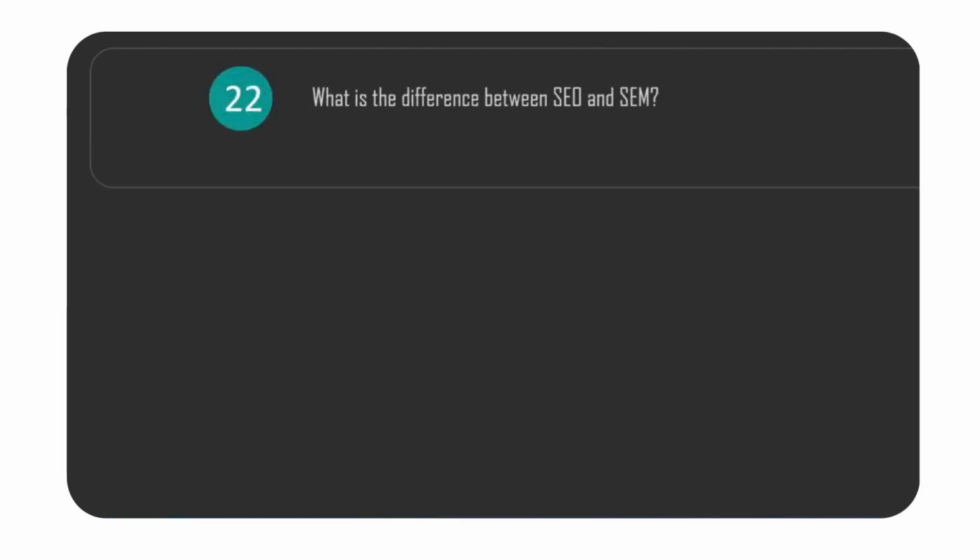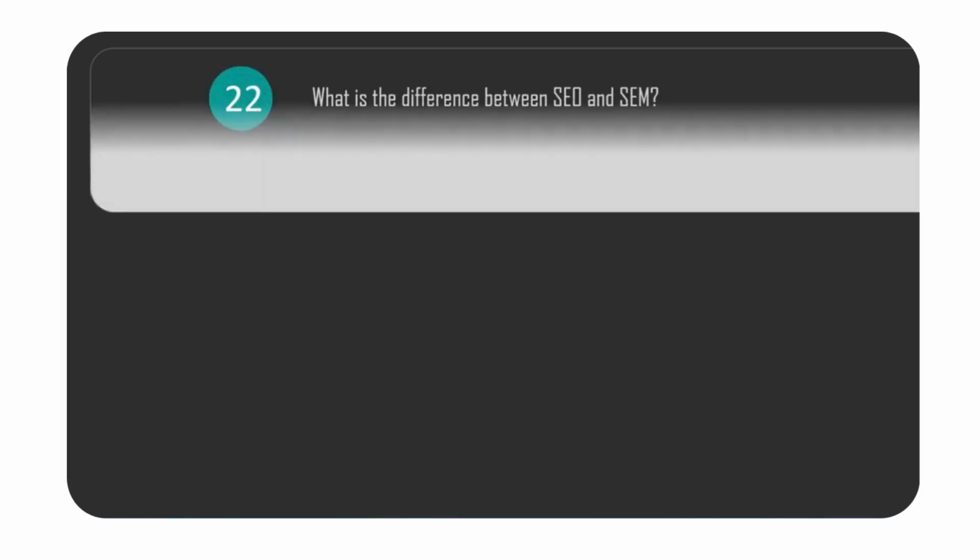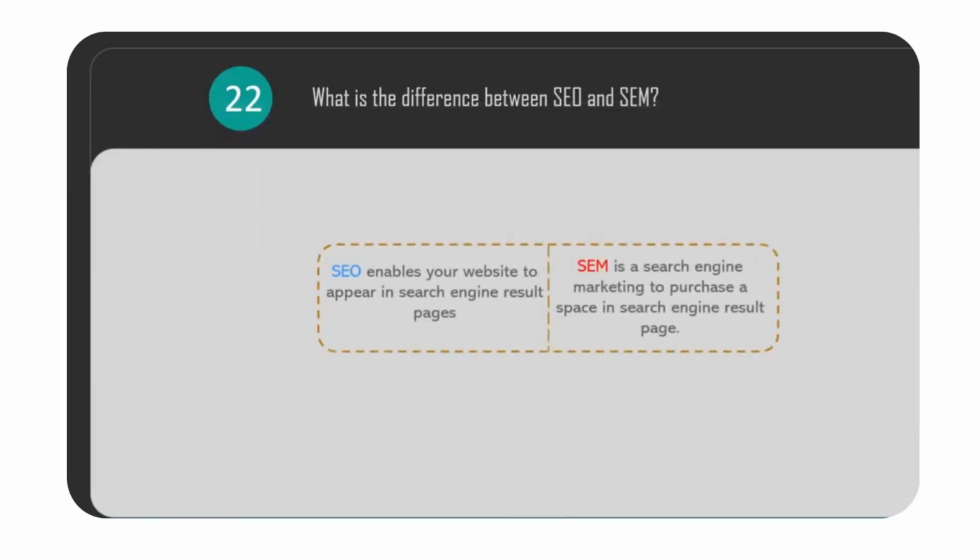So the next question is what is the difference between SEO and SEM? SEO enables your website to appear in the search engine result pages, while SEM is search engine marketing, which helps in purchasing a space in search engine result pages. So this is an important difference between SEO and SEM. SEO helps in enabling your website to appear on the result pages, whereas SEM, search engine marketing, helps you in purchasing a search engine result page. Okay, so you can buy the entire page using SEM.